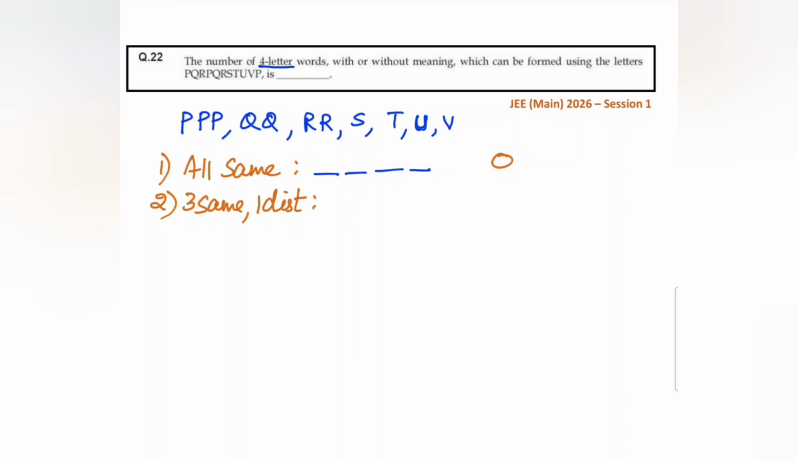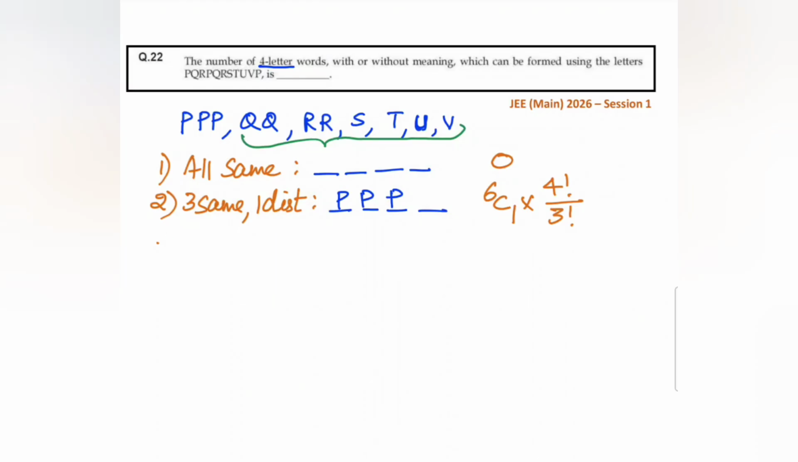What do you mean by this? 3 same, 1 distinct means 3 letters are the same, so here it has to be PPP only. So let me just fix it here, PPP. Now what we have to do here is choose one letter out of Q, R, S, T, U, V. So there are 6 symbols that are available. Out of these 6 symbols, we need to select one. So this can be done in 6C1 ways, and the number of ways we can arrange this is 4 factorial by 3 factorial, since P comes thrice.